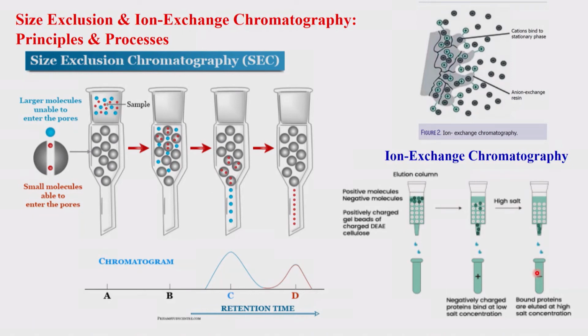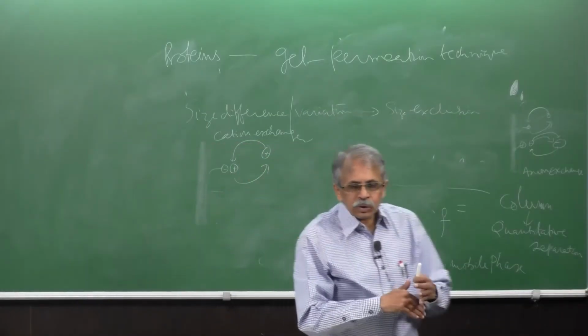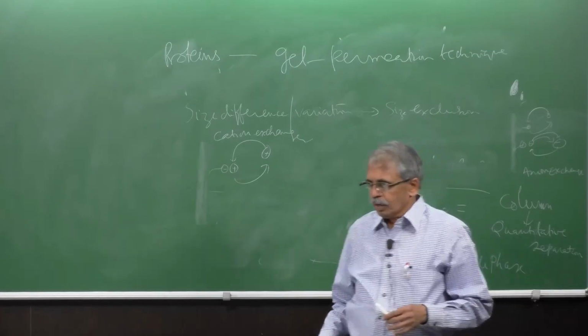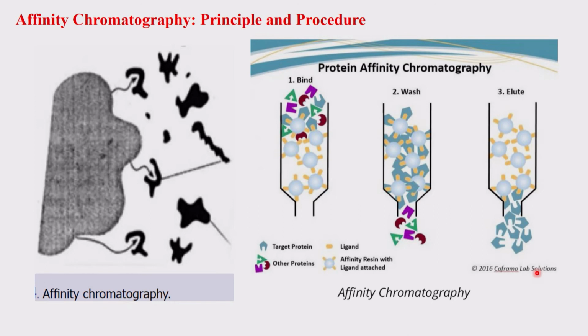Different proteins out of that, those which are exchanged will come later at a higher salt concentration. Those which are not exchanged, they will come at a lower concentration or at an early stage. You can plot as a function of salt concentration you have used as a mobile phase or as a time. All these kinds of things are possible with this. Okay, I talked to you about two of the techniques, size exclusion and ion exchange. Now affinity.